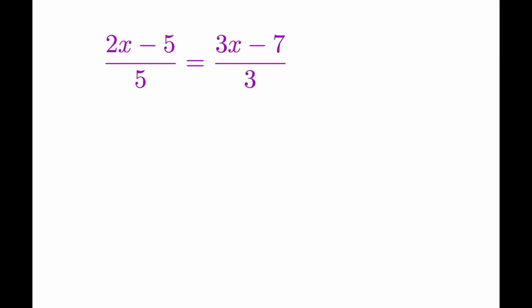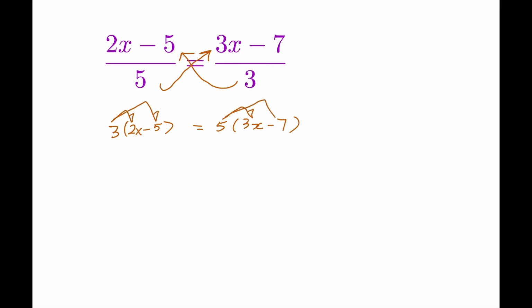Okay, 2 more questions. Similar method: you have a fraction line and there's an equal sign in between. So what you do is the cross method. 3 times 2x minus 5, and here 5 times 3x minus 7. And then this 3 is given to both, and then this 5 also. 3 times 2, 6, 6x minus 15. 3 times negative 5, minus 15. 5 times 3, 15, and there's also an x. 5 times negative 7, negative 35.